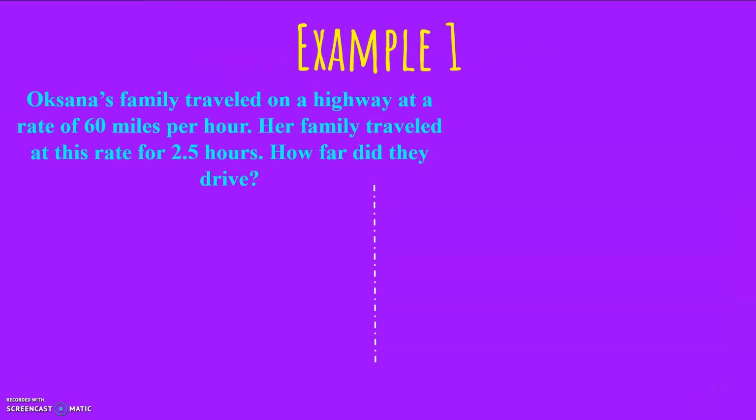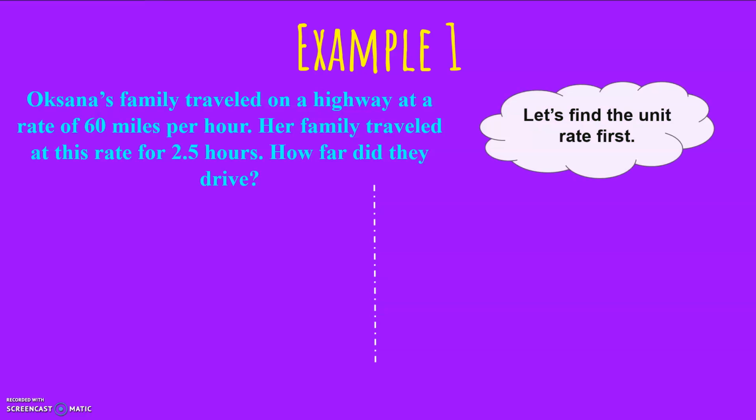Example 1. Oksana's family traveled on a highway at a rate of 60 miles per hour. Her family traveled at this rate for 2.5 hours. How far did they drive? So this is one of the problem solvings. Not converting it, just problem solving. Let's find the unit rate first.